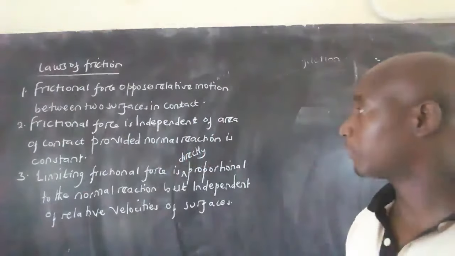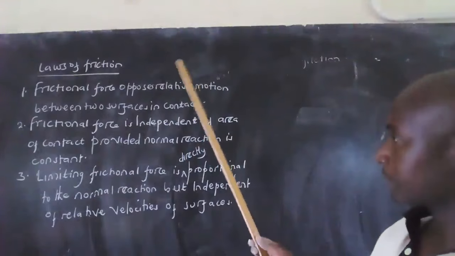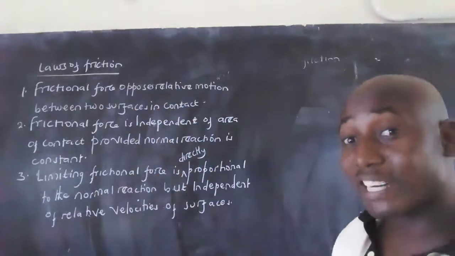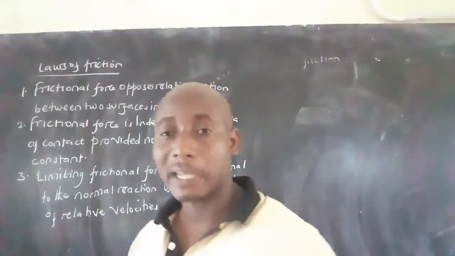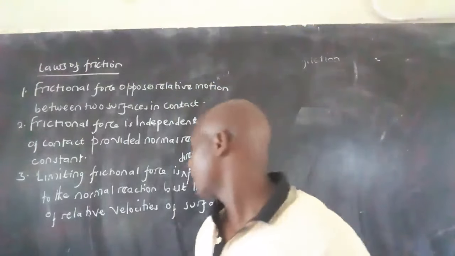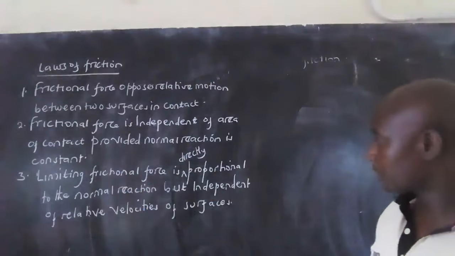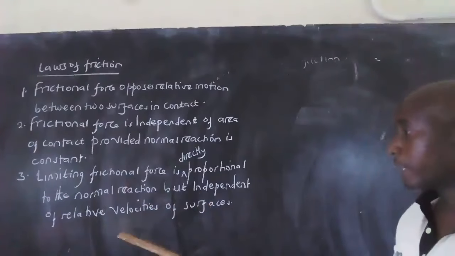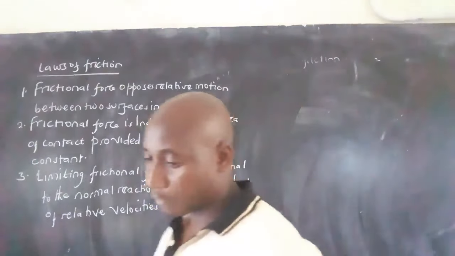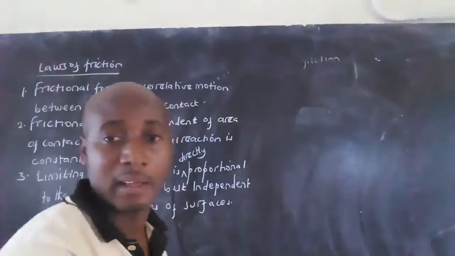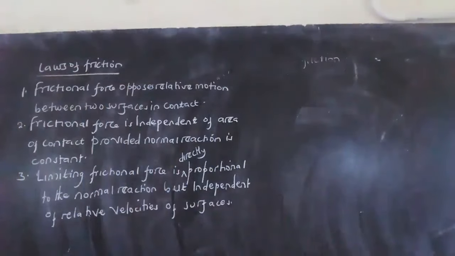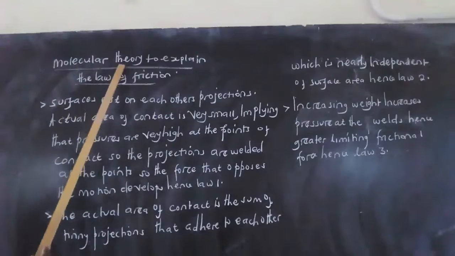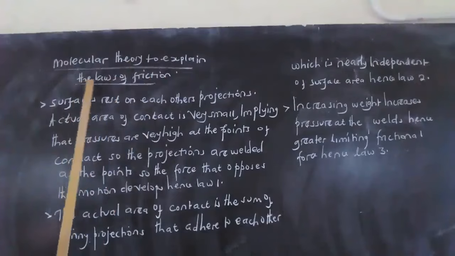Or we can say that frictional force is independent of the area of contact, but depends on the nature of the surfaces. Then limiting frictional force is directly proportional to the normal reaction, but independent of the relative velocities of the surfaces. So let us look at the molecular theory to explain the laws of friction.